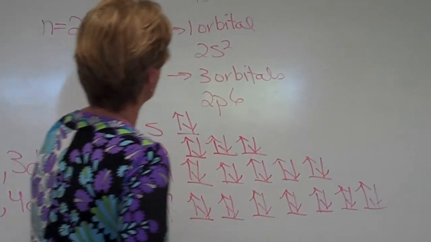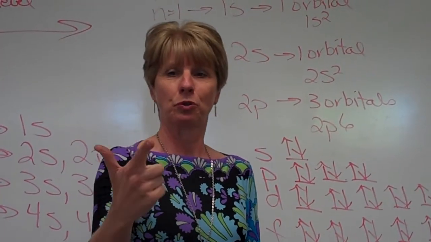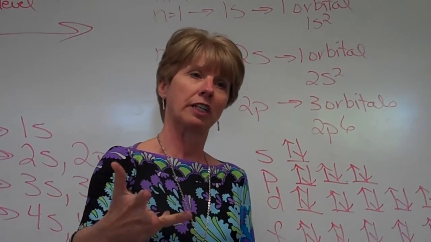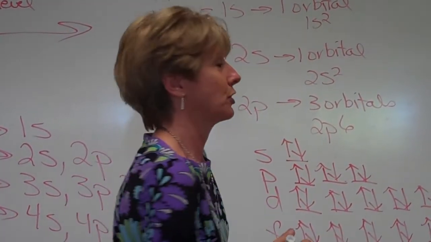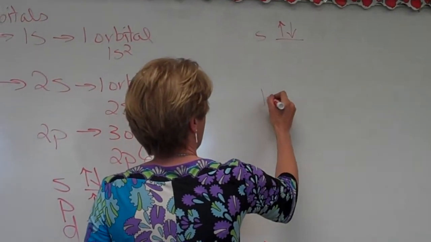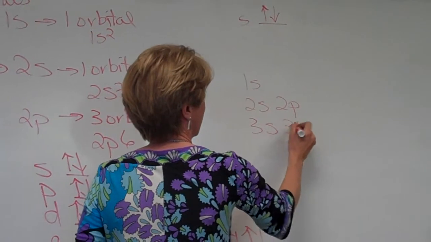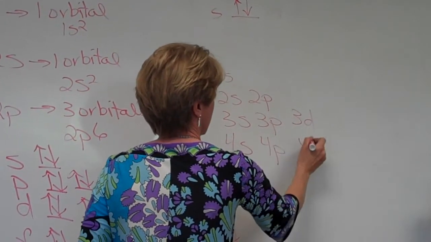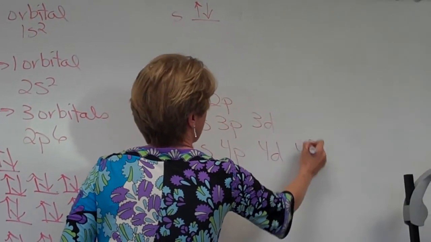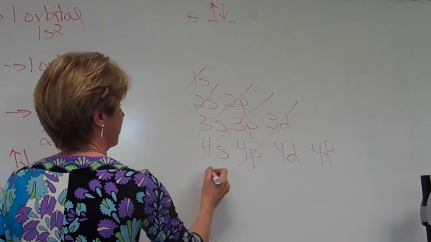Okay? So, remember, here it goes. 1s2, 2s2, 2p6, 3s2, 3p6, 4s2. Don't forget the diagonal rule. I would put that in somewhere. This tells you the order in which electrons fill.